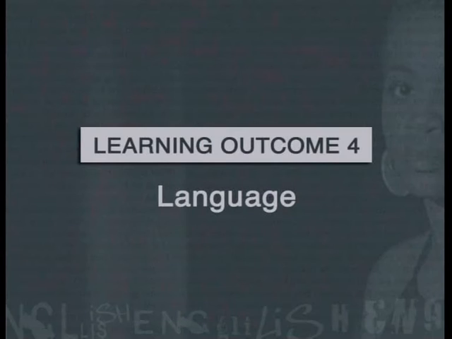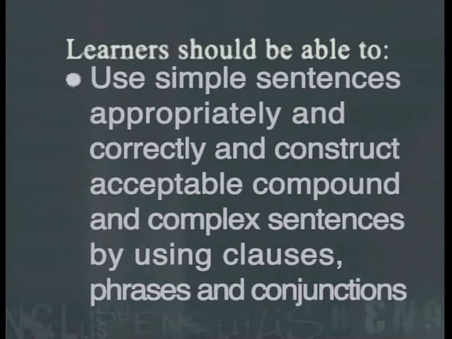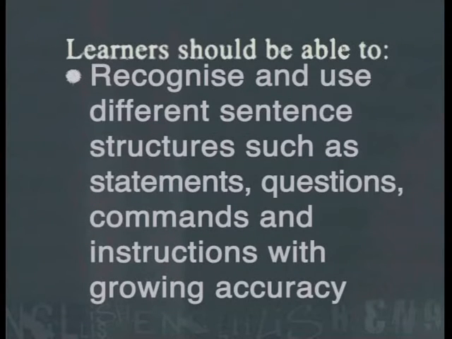The following lesson is linked to Learning Outcome 4, Language. It addresses the assessment standard that requires learners to use structurally sound sentences in a meaningful and functional manner. Learners should be able to use simple sentences appropriately and correctly and construct acceptable compound and complex sentences by using clauses, phrases, and conjunctions. Learners should also be able to recognize and use different sentence structures such as statements, questions, commands, and instructions with growing accuracy.